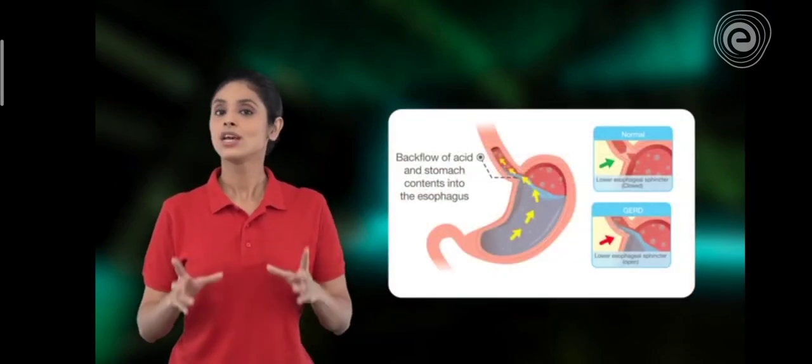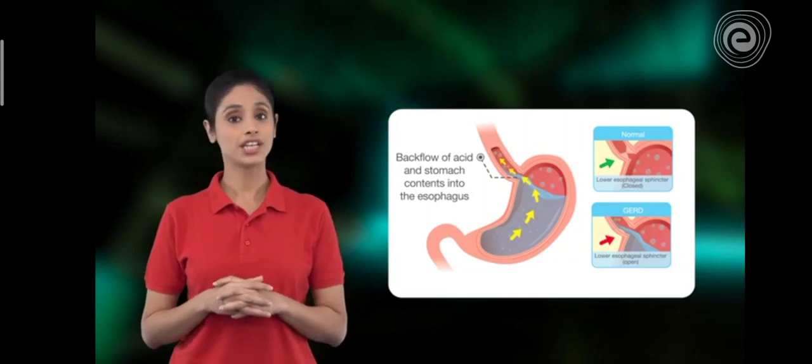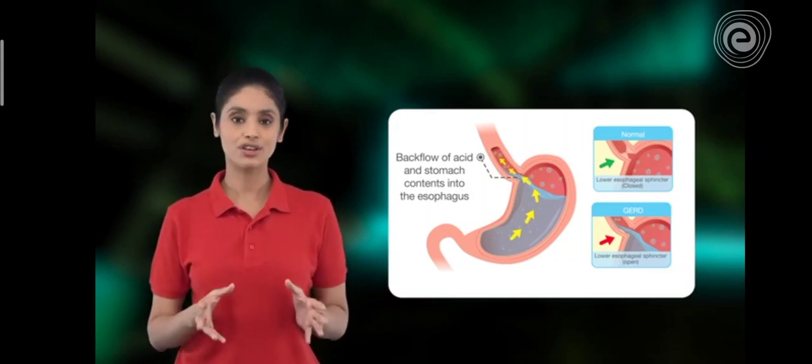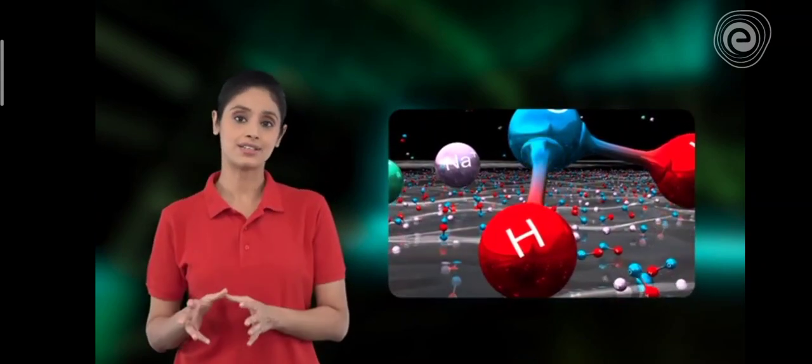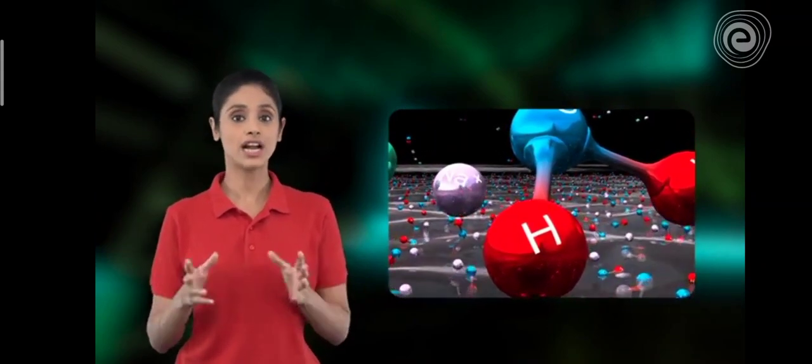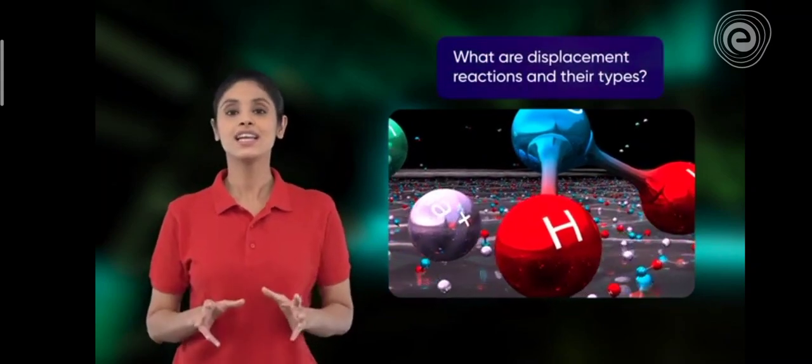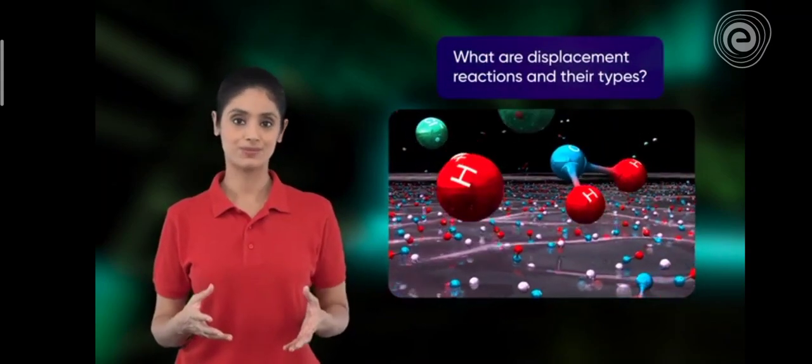You are advised to drink a solution of sodium hydrogen carbonate to relieve the distress due to acidity. What does the sodium hydrogen carbonate do? Well, hydrogen from hydrochloric acid is displaced by sodium atom from sodium hydrogen carbonate, and overall it is a displacement reaction. Watch the next video to learn about displacement reactions.